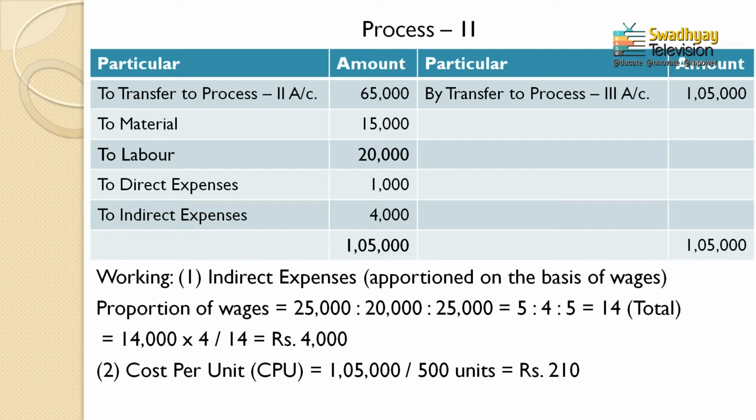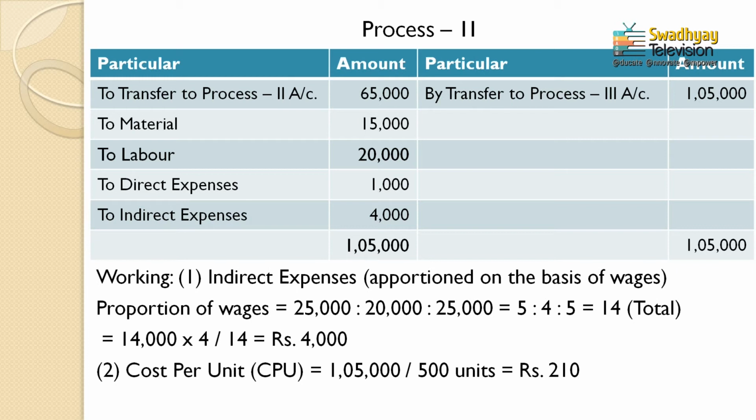What is the proportion for process 2? The proportion for process 2 is 4. So, 14,000 rupees is the total expense. The fourth proportion is for process 2, and the total proportion is 14. In this way, we identified the amount of indirect expenses for the process 2 account is rupees 4,000, and that is to be recorded on the process 2 account debit side, rupees 4,000.